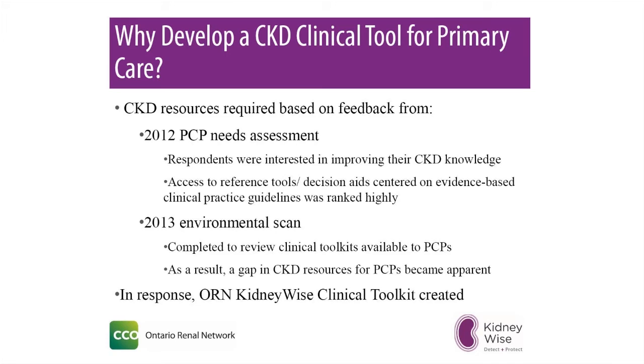This next slide talks about the history behind developing the KidneyWise Clinical Toolkit for primary care. In 2012, the Ontario Renal Network did a primary care provider needs assessment in the area of chronic kidney disease. The respondents, who were primary care providers, reported back to the Ontario Renal Network that they were interested in improving their knowledge of chronic kidney disease. They specifically asked for access to reference tools and decision aids that were centered on evidence-based clinical practice guidelines for CKD. In 2013, after analyzing the above data, the Ontario Renal Network did an environmental scan to review which clinical toolkits or guidelines were available for chronic kidney disease targeted to primary care providers. This scan revealed that there was a significant gap, and in response, the Ontario Renal Network created the Chronic Kidney Disease KidneyWise Clinical Toolkit for Primary Care, which we will now review.